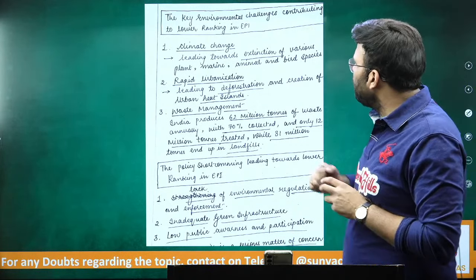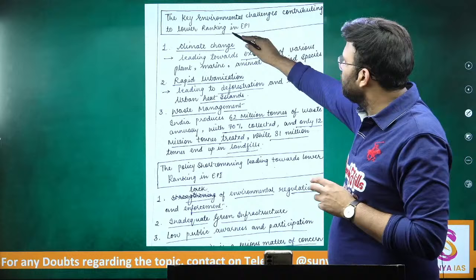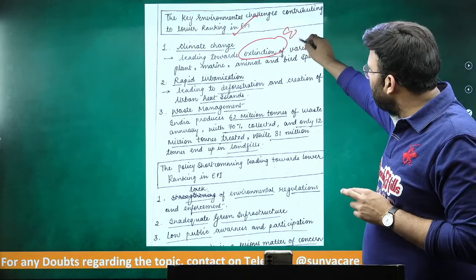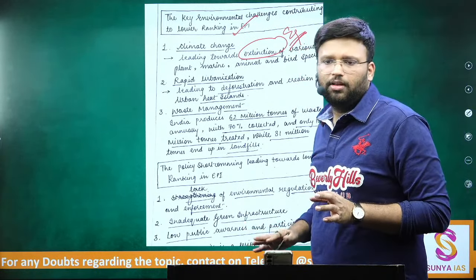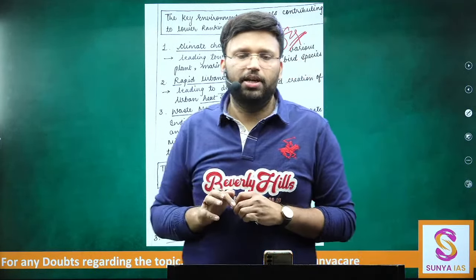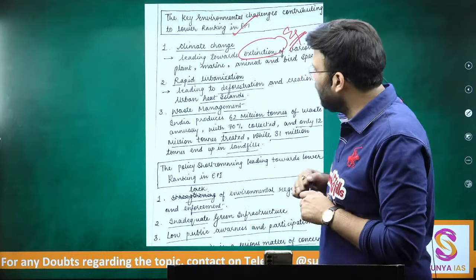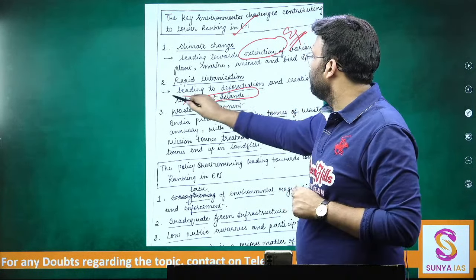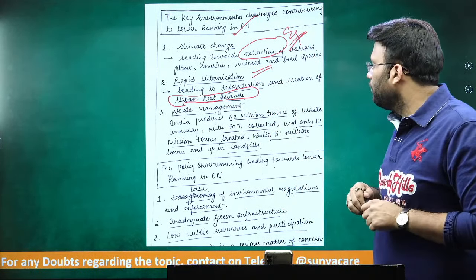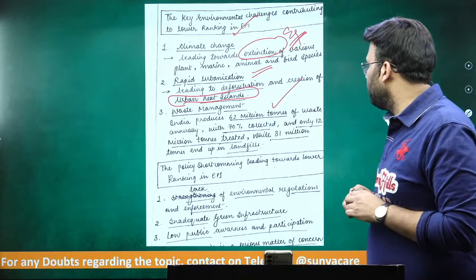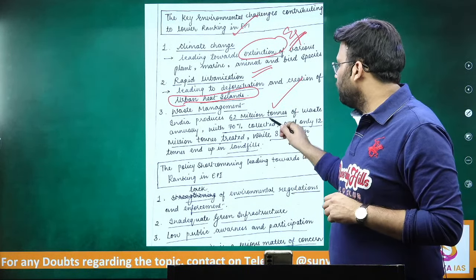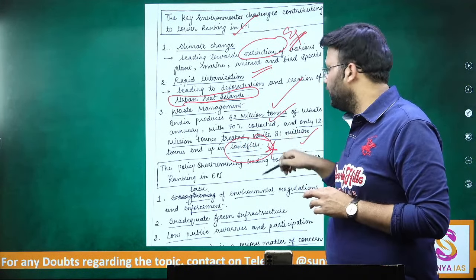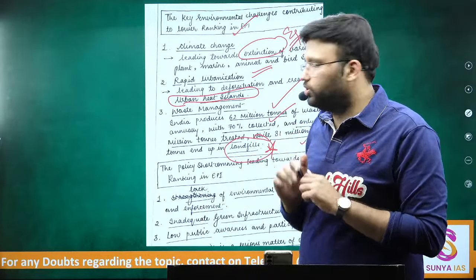The key environmental performance challenges: climate change, extinction of various plant and marine animals. Unless you give examples here, there is no value, no value at all without examples, right? So examples must be given. Rapid urbanization leading to urban heat island, decent point. Waste management, this much million tons of waste annually with this much collected. So data is there. They spoke about landfills. We were talking about the different kinds of garbage mounds, landfills.